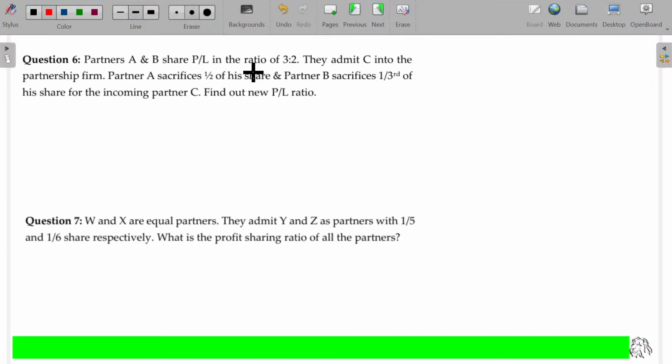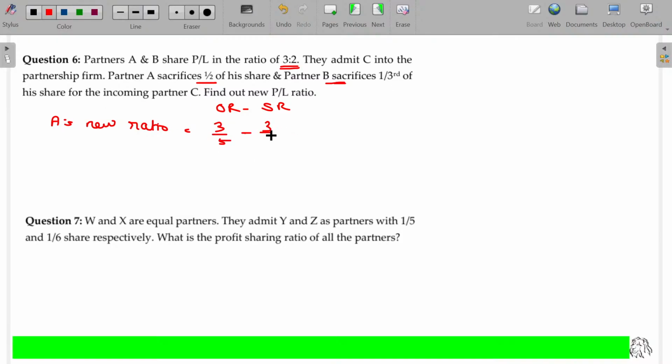Partners A and B share profit and loss in the ratio of 3:2. They admit C into the partnership firm. Partner A sacrifices half of his share. B sacrifices one third of his share. Already we have studied this. So what about A's new ratio? Old ratio minus what he sacrifices. Old ratio being 3/5, and what he sacrifices is half of his share.